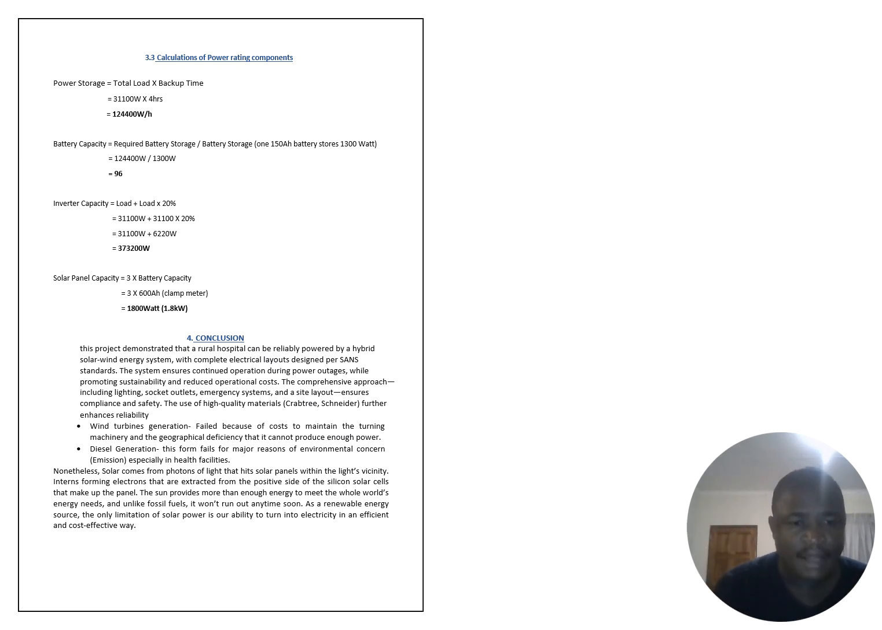Nevertheless, solar comes from photons of light that hit the solar panel, forming electrons that are extracted from the positive side of the silicon solar cells. That makes a panel. The sun provides more than enough energy to meet the whole world's energy needs. Unlike fossil fuel, it won't run out anytime soon. It is a renewable energy source, and the only limitation of a solar power station is how reliably it can turn sunlight into electricity.